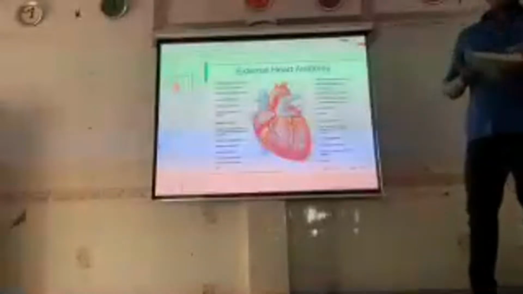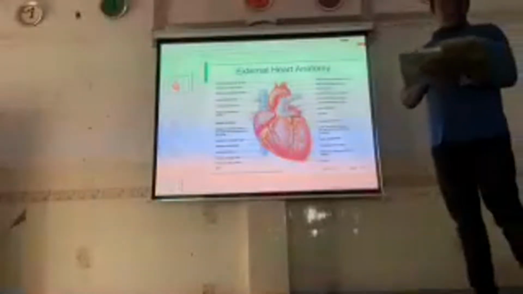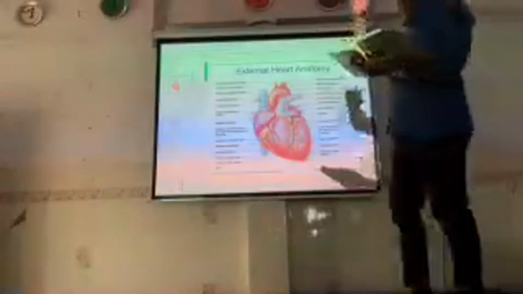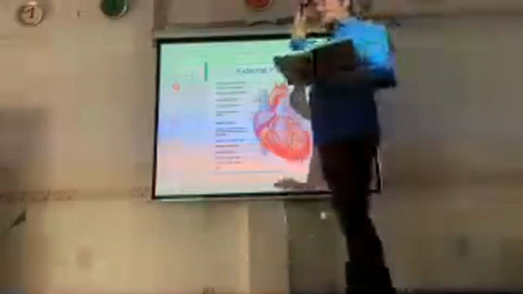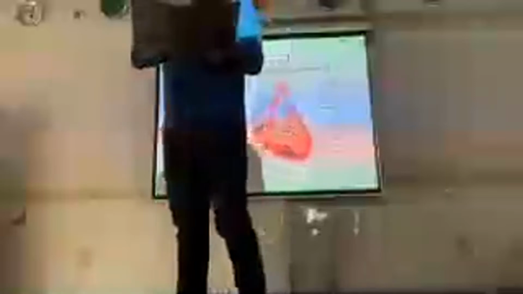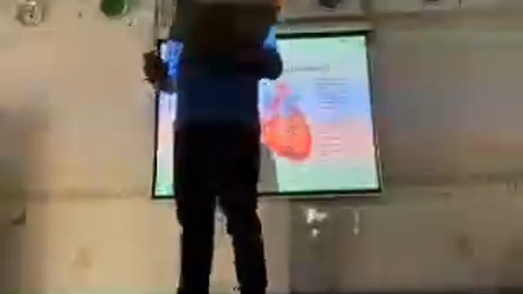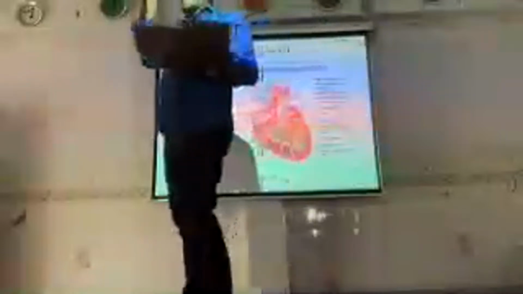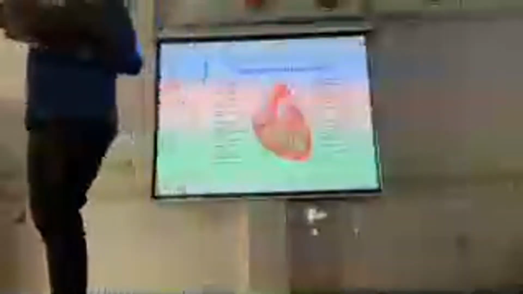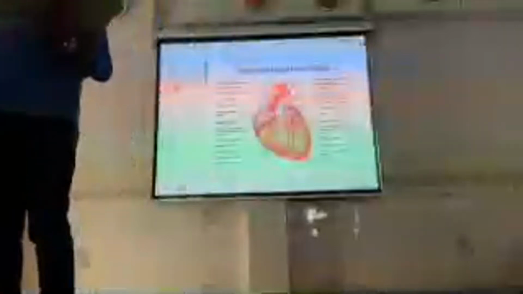Yes or no? Now we have the circle of Willis. This supplies blood to the brain. So we will see how the blood supply is done to the neck, to the external surface, and how the blood is given to the main brain.